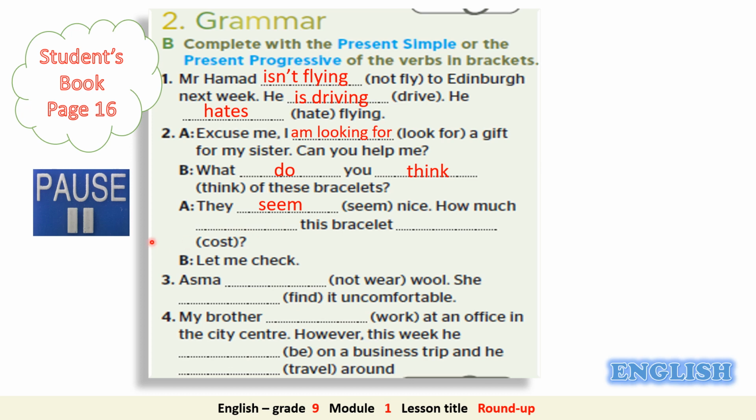"How much this bracelet cost?" What do you think? Excellent. How much does this bracelet cost? It talks about permanent states. So we use present simple, and here we use does because bracelet is a singular subject. Let me check. Now 3.